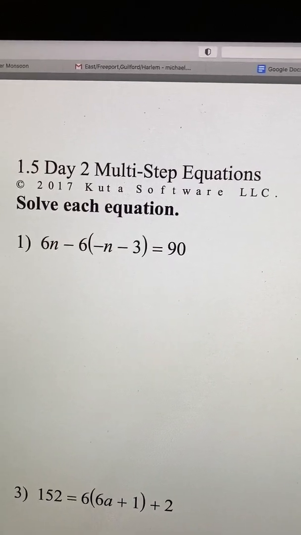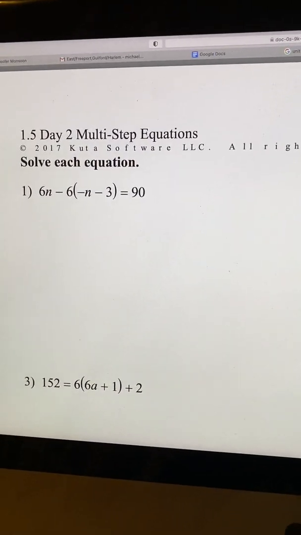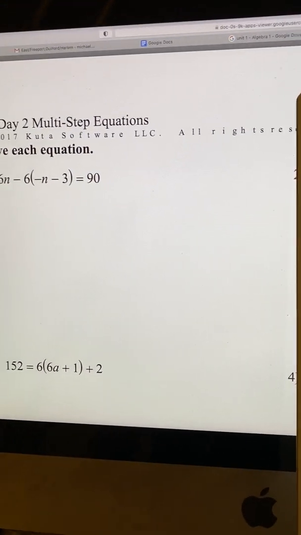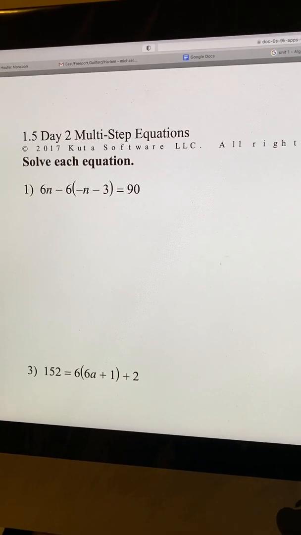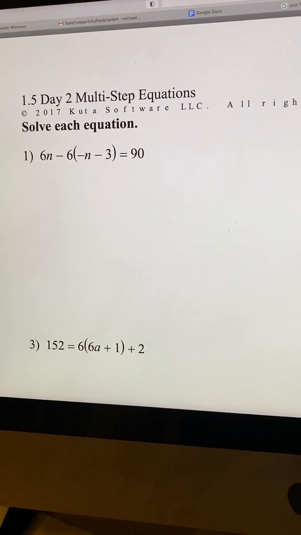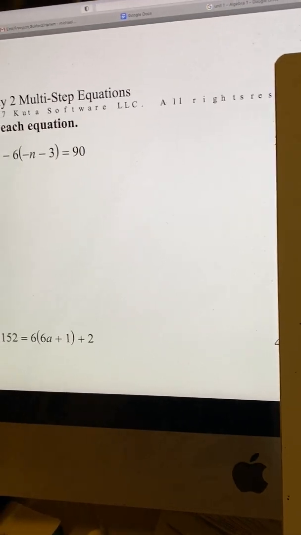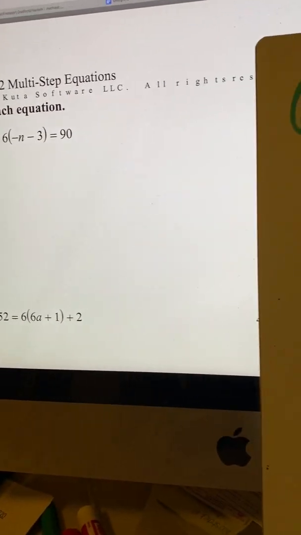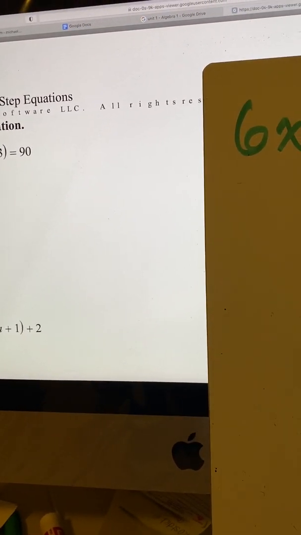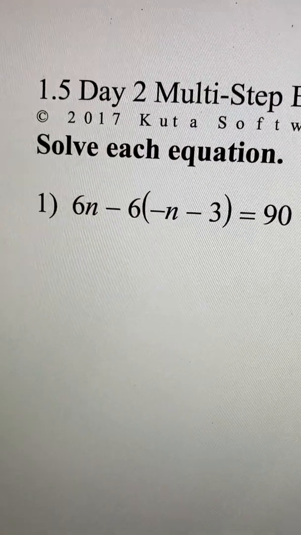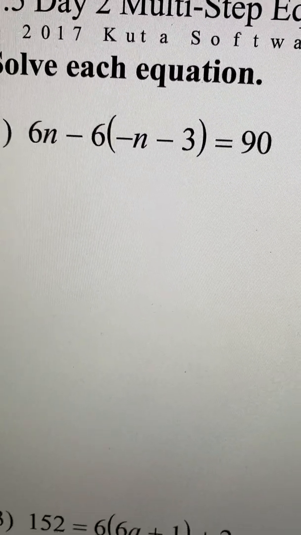We're going to be starting multi-step equations, variables on both sides, proportional equations, and fraction equations. We're going to be getting into all of those. I'm going to start with Monday, a real quick one right here, just to give you a heads up. Multi-step equations. We're going to start with that one right there.